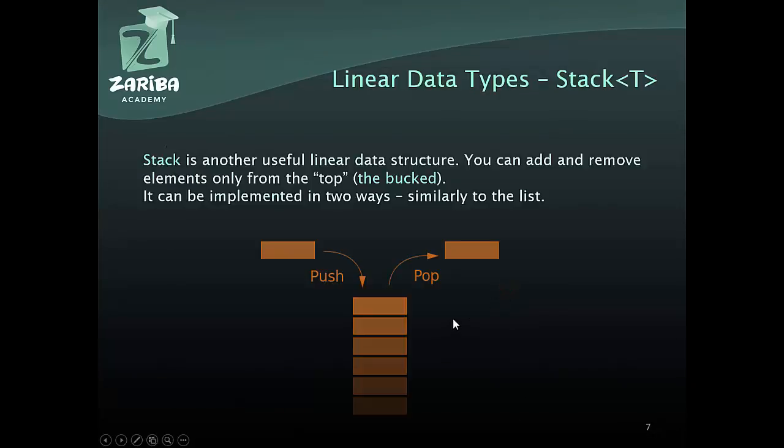Okay, so linear data types. Those are stacks and queues. The first one that we'll talk about is a stack. And why did I tell you about linked list? Because this is one of the ways in which you can implement a stack. It's going to be very similar. So let's have a look. So stack is another useful linear data structure. You can add and remove elements only from the top.